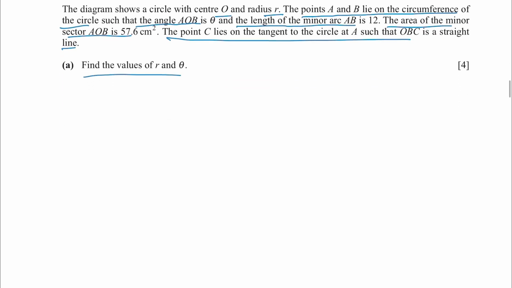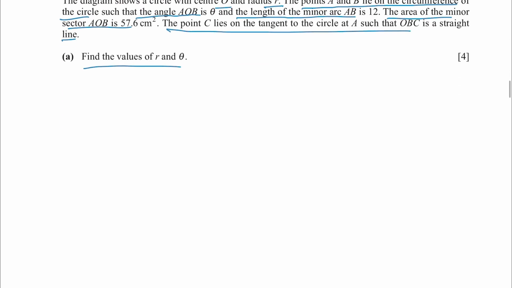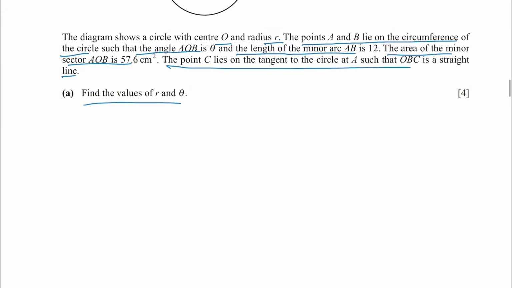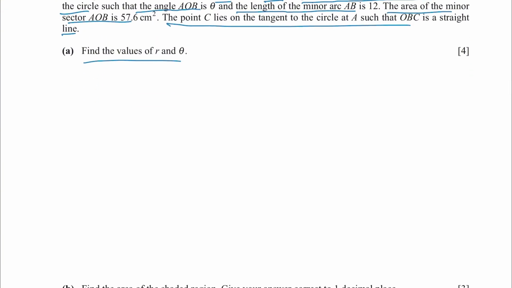Now it states find the value of R and theta. We'll be using all the things that are given in the question. That is, R theta is equals to 12, which we have as S is equals to R theta. This S is basically the minor arc.